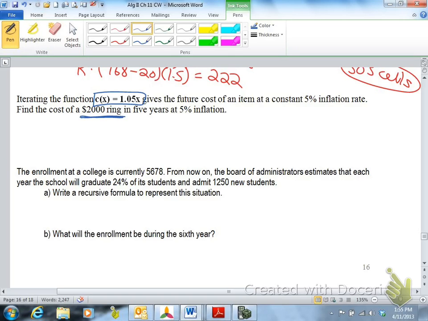So the first year, we'd say the first year it's worth $2,000. The second year, we're going to do 1.05 times 2,000. And we would get, I think, if I multiply right, after 1 year, the second year, it's worth $2,100. And then it's a process of iteration.